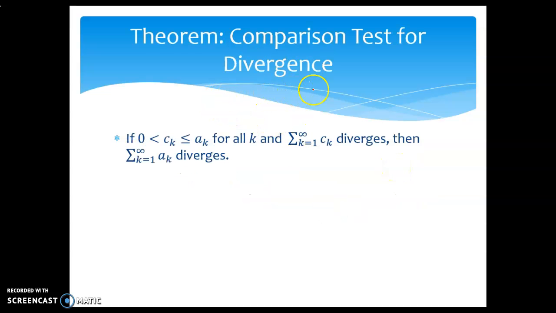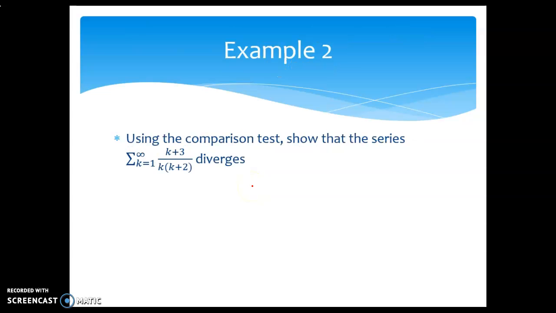Now, the comparison test for divergence. If we have c_k that are always between 0 and a_k, and if the sum of c_k diverges, then the sum of a_k must also diverge. So let's see an example on that.